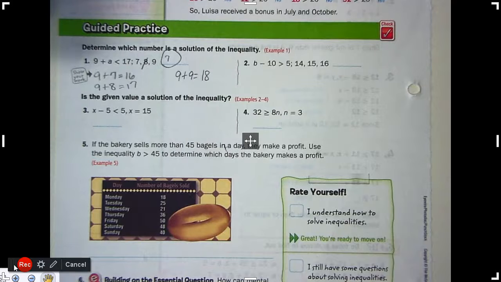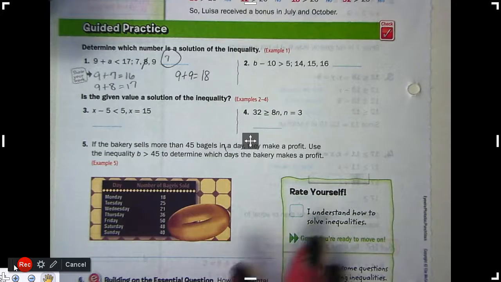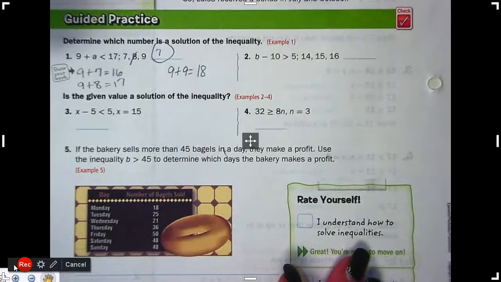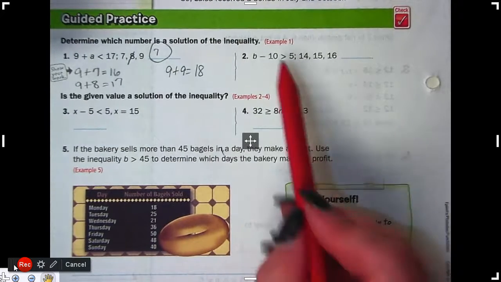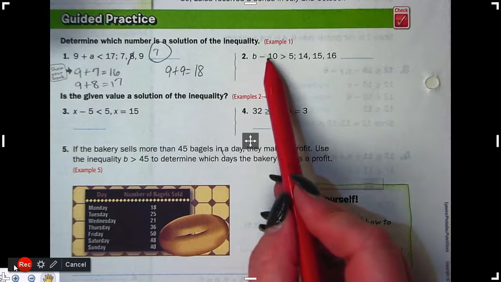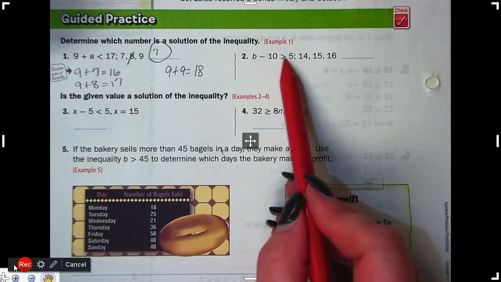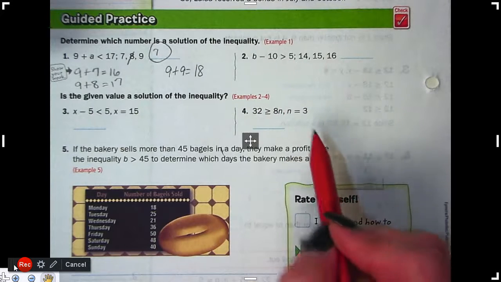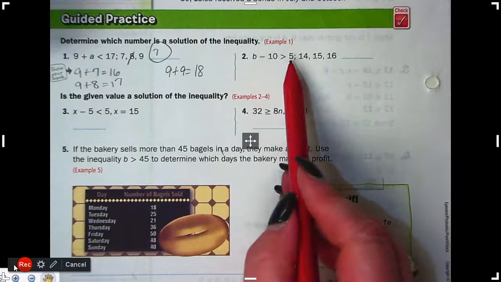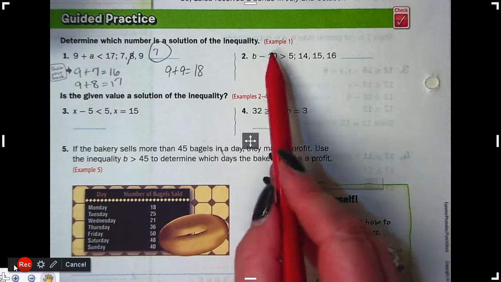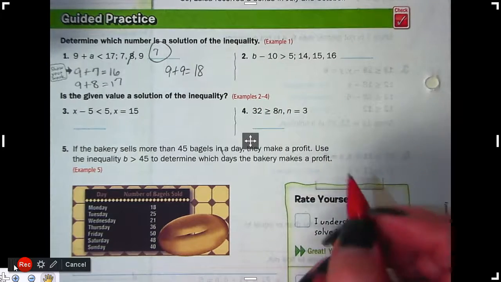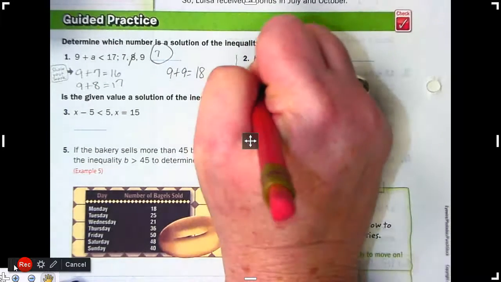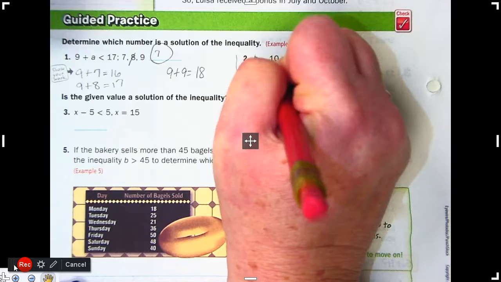Do you see what they were looking for there? They were giving you a set, and they wanted you to determine which of the set could be a solution. All right, so this one says b minus 10 is going to be greater than 5. A number minus 10 has to be greater than 5 when we do the math. So 14 minus 10. What is 14 minus 10?